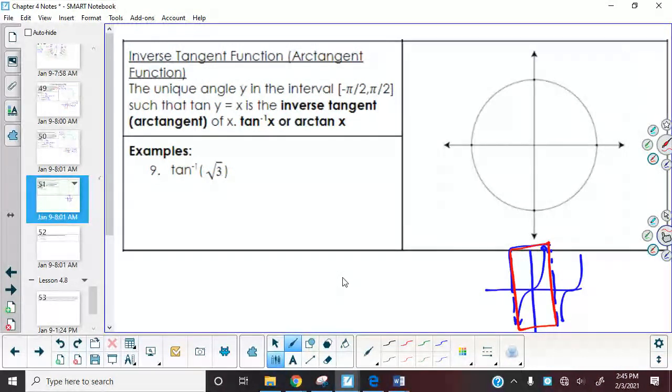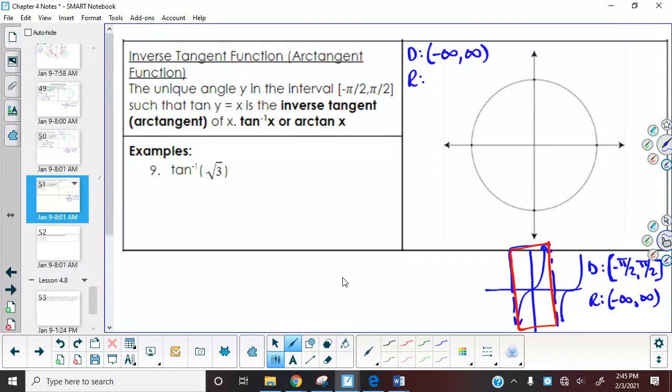Again, if we think about our domain and range, your original domain of just that little window is negative pi over 2 to positive pi over 2, and your original range is negative infinity to positive infinity because it goes up and down forever. Again, if it's inverse, your domain and range flip-flop. So the domain is going to be negative infinity to positive infinity, and the range is going to go from negative pi over 2 to positive pi over 2.